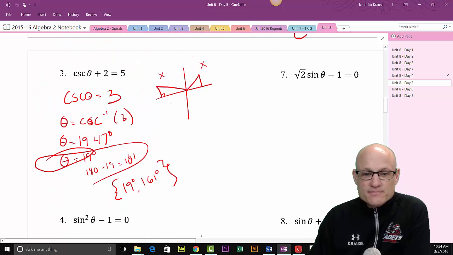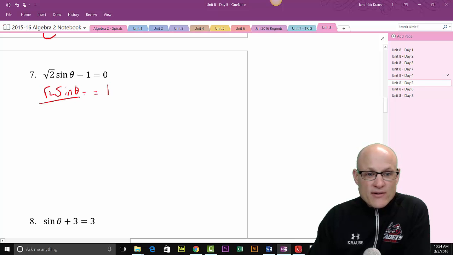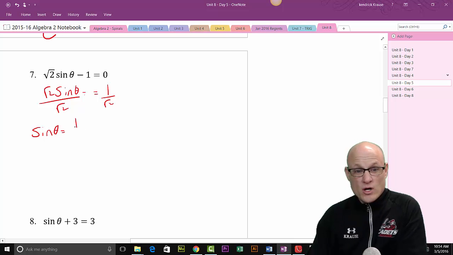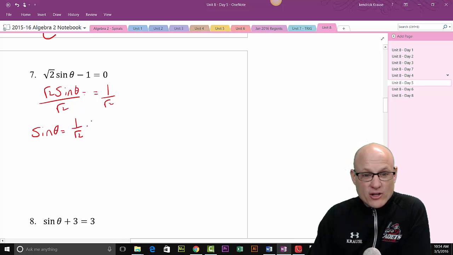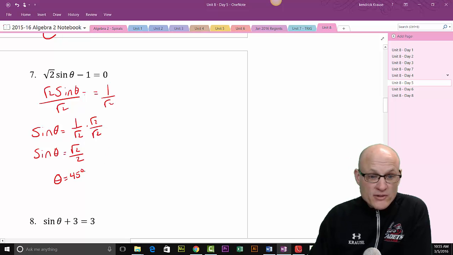Let's try 7. We'll solve this. We'll bring the 1 over, so I get the square root of 2 times sine of theta is equal to 1. Oops, square root of 7. Divide by the square root of 2. So I get sine of theta is equal to 1 over radical 2. Let me rationalize that real quick. So that's really sine of theta is equal to radical 2 over 2. Oh, okay, I know that happens at 45 degrees. That's not a problem. Sine of 45 degrees.